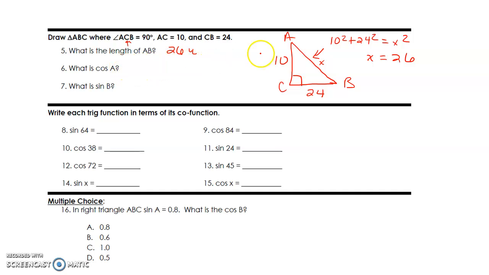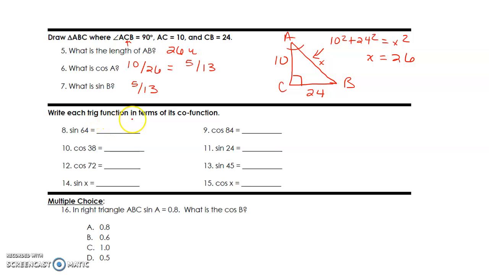The cosine of A, that's my angle of interest. Cosine is adjacent over hypotenuse, so that's going to be 10 over 26, which simplifies to 5/13. The cosine of A is equal to the sine of the other acute angle.